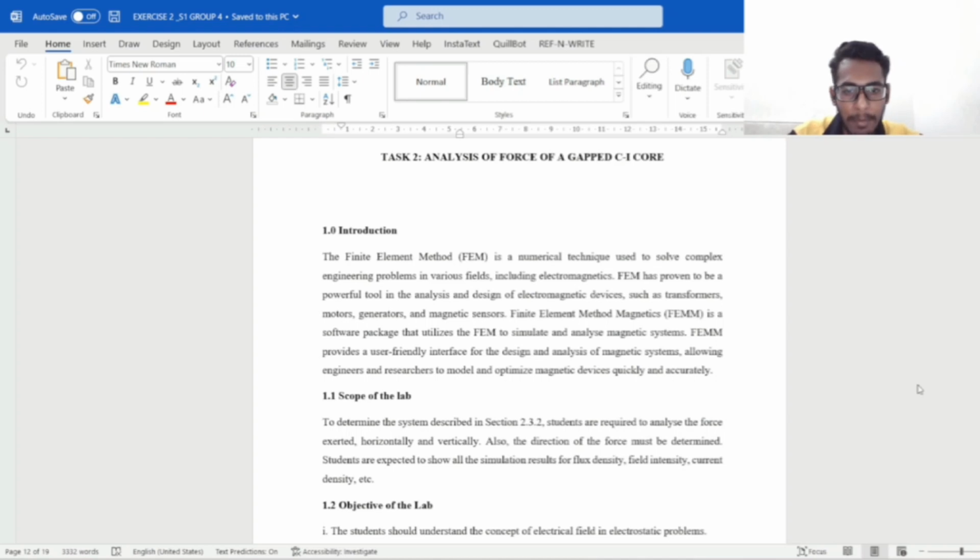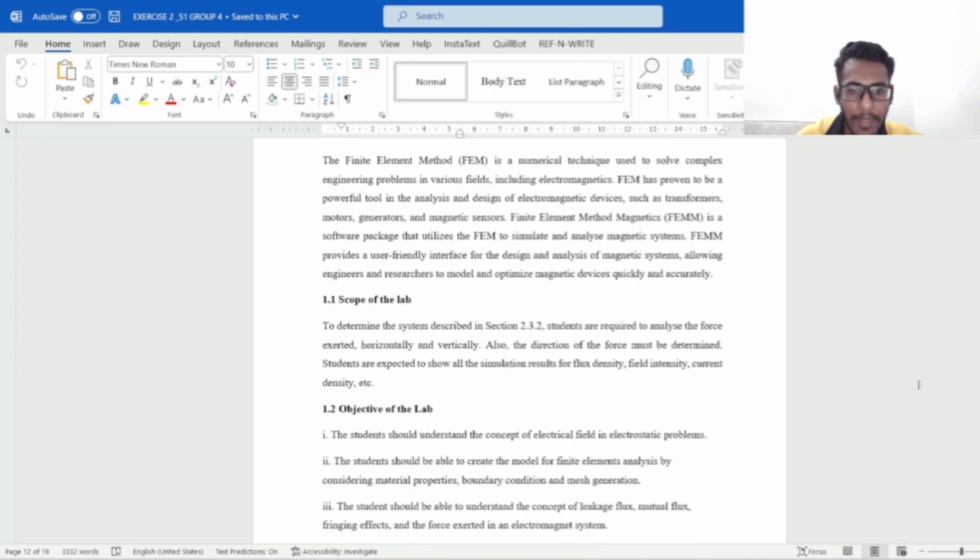The scope of the lab is to determine the system described in section 2.3.2. Students are required to analyze the force exerted horizontally and vertically. Also, the direction of the force must be determined. Students are expected to show all the simulation results for flux density, field density, current density, and so on.